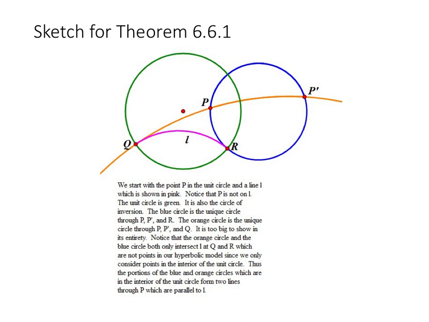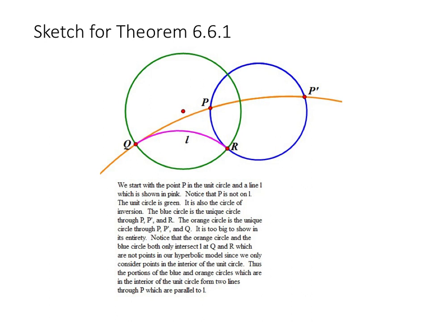So we start with this hyperbolic line L, which is shown in pink in the picture, and we choose a hyperbolic point P, which is external to L. And what we want to do is to create two hyperbolic lines that pass through P that are parallel to L.